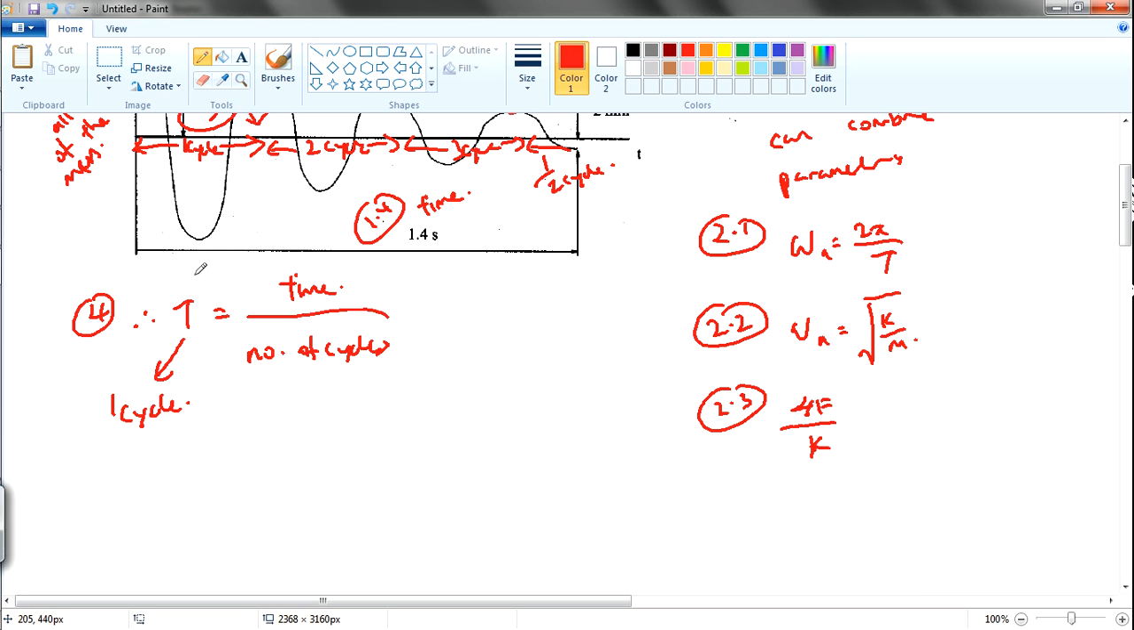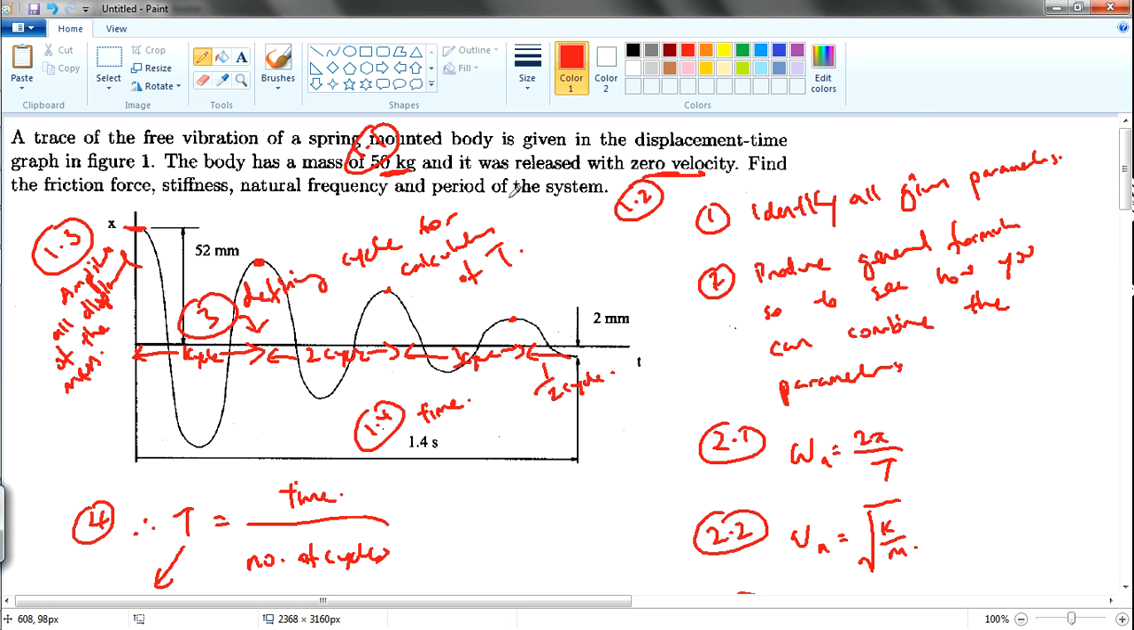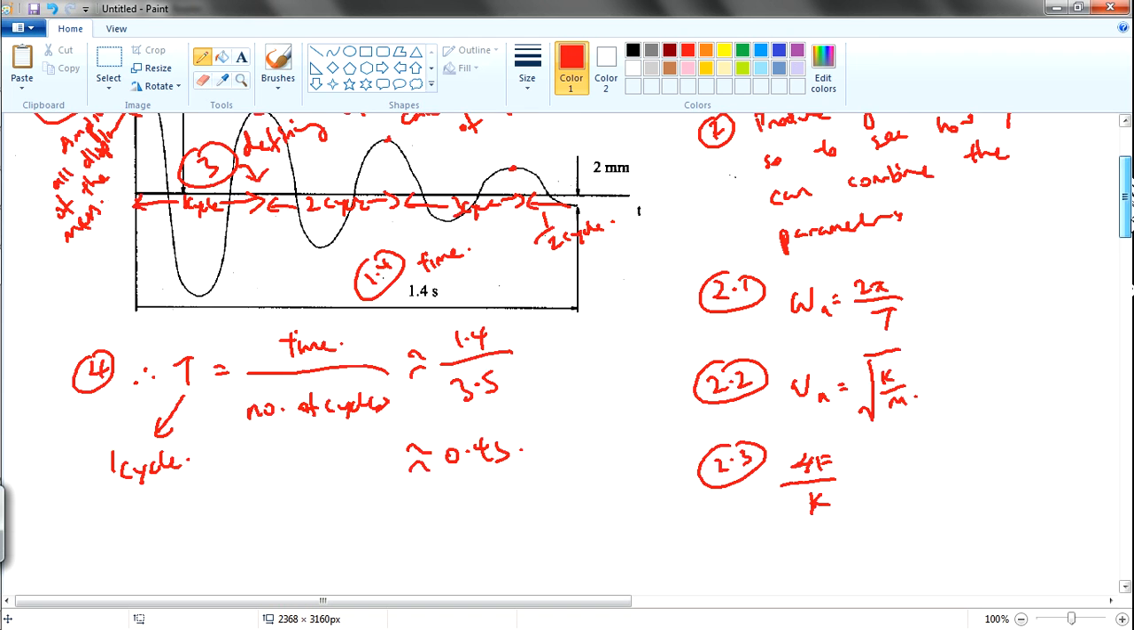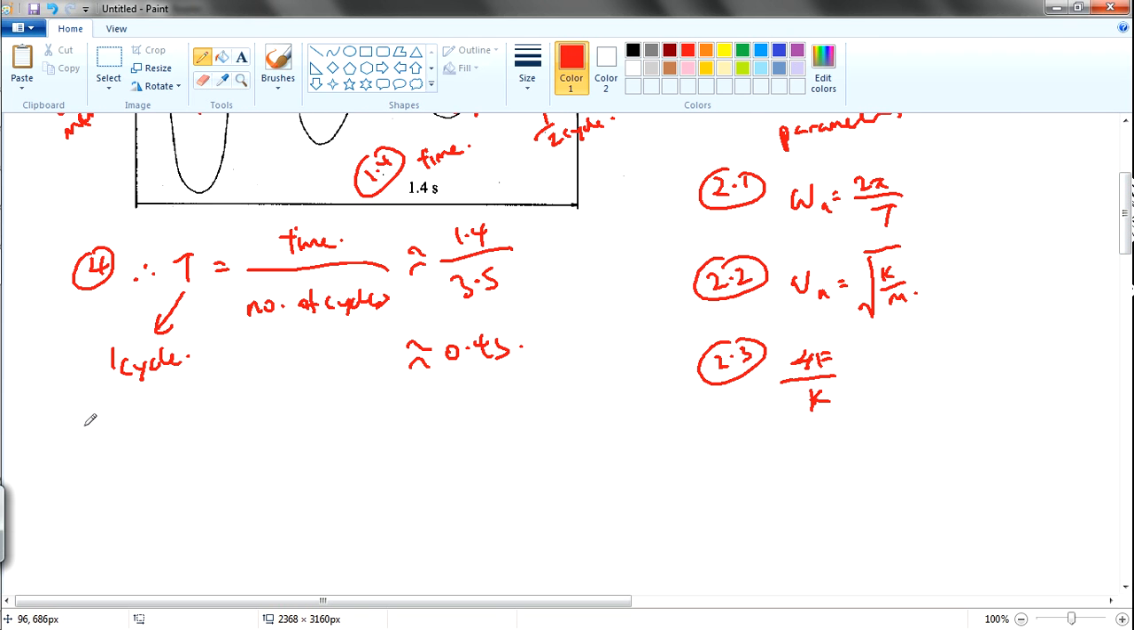So the time itself is 1.4 seconds for the whole span of this, and we have the number of cycles over here, so you divide. It's just simple math. Therefore we have 1.4 divided by 3.5, and we will have 0.4 seconds for the period itself. So for this we can actually solve for our natural frequency.